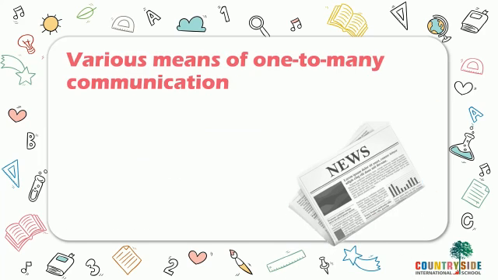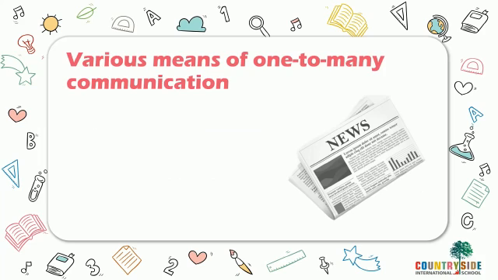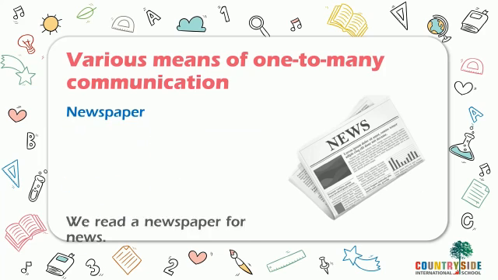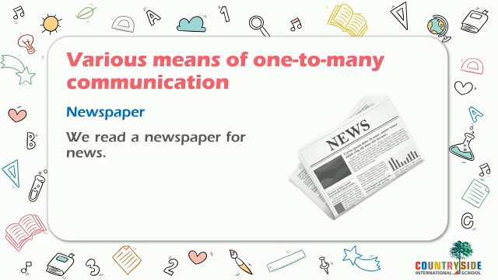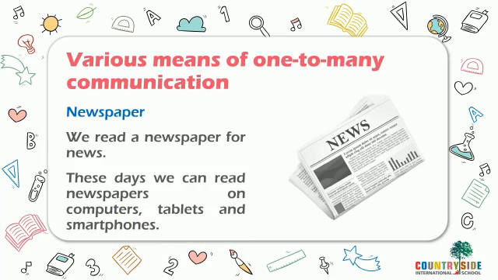Let's see which is the means. Newspaper. Everybody knows, everybody gets newspaper. We read a newspaper for news, right? What is going on around in the world, we come to know from the newspaper. These days, we can read newspapers on computers also, tablets and smartphones also. It's not necessary that paper should come in our house, right? What happens now? There are many people who write different type of news in the newspaper. They share their ideas to us, and so many people get their ideas, and so it becomes a one-to-many communication.